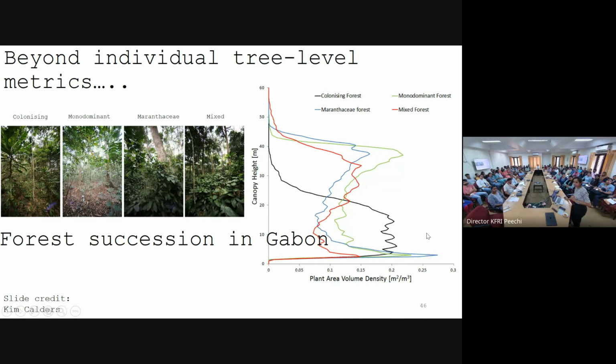For instance, a colonizing forest or a new forest is very short, but it has a lot of understory, as opposed to a mixed forest, which is going to have a bimodal peak. It has a lot of understory, and it also has a very complicated canopy. So you can get a lot of plot level insights. You can monitor degraded forests and how they are recovering. You can do a lot of cool plot level studies with TLS.